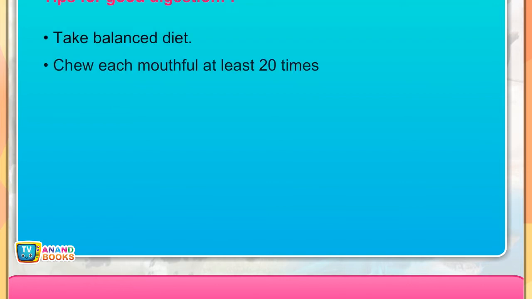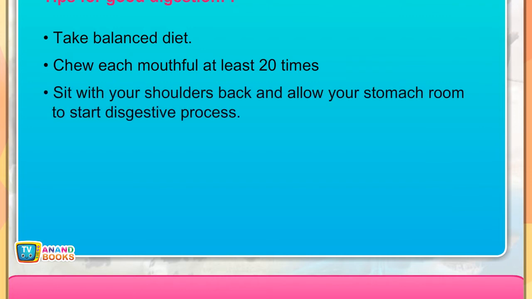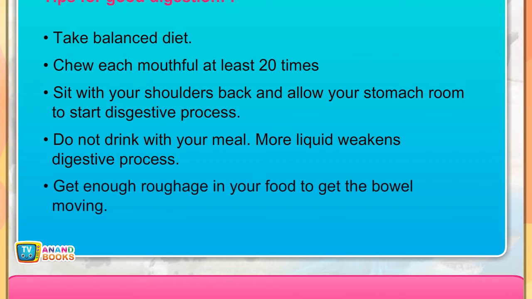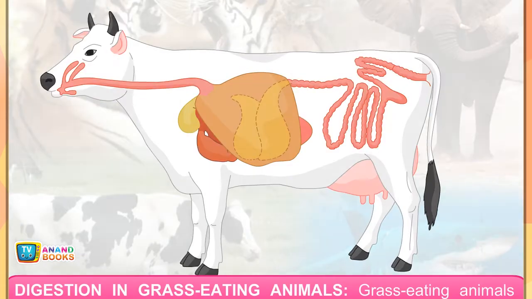Tips for good digestion. Take a balanced diet. Chew each mouthful at least 20 times. Sit with your shoulders back and allow your stomach to start the digestive process. Do not drink with your meal. More liquid weakens the digestive process. Get enough roughage in your food to get the bowel moving.